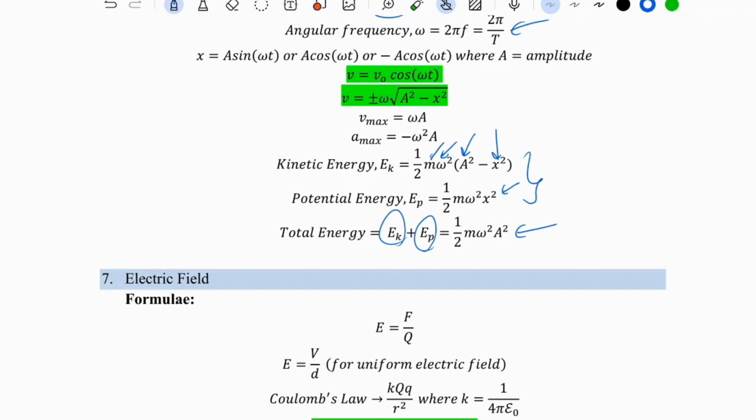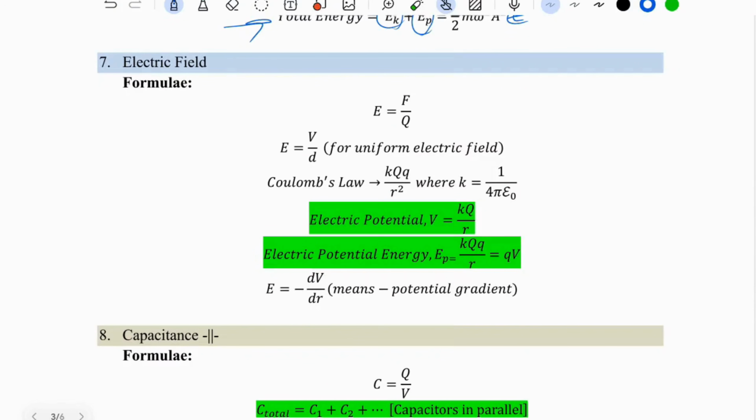So I would suggest you don't memorize total energy. Total energy, you know, is kinetic energy plus potential. So in exam, just add these two if they ask. But if you can remember this, of course, it's a good thing. If you can't, I'm just giving you an alternative. Okay, so that's it for oscillation.